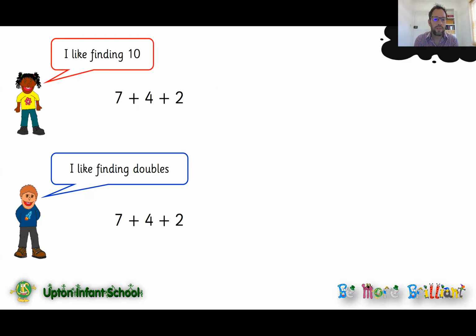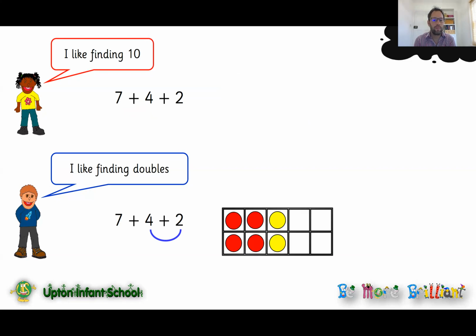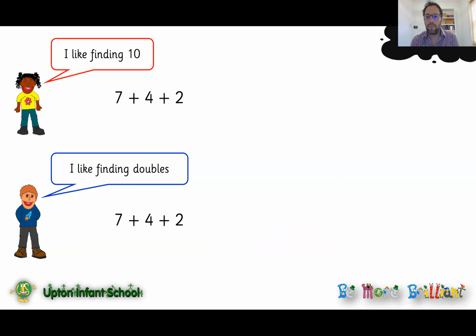No. Okay, over to you, Walt. Do you think that you can find doubles? Oh, look, he's got 7 add 4 add 2. He's going to try and do 4 add 2. No, 4 add 2 makes 6. And then you've got 7. So that's not going to work either. Oh, bad luck, chaps. Well, that is a shame, isn't it?